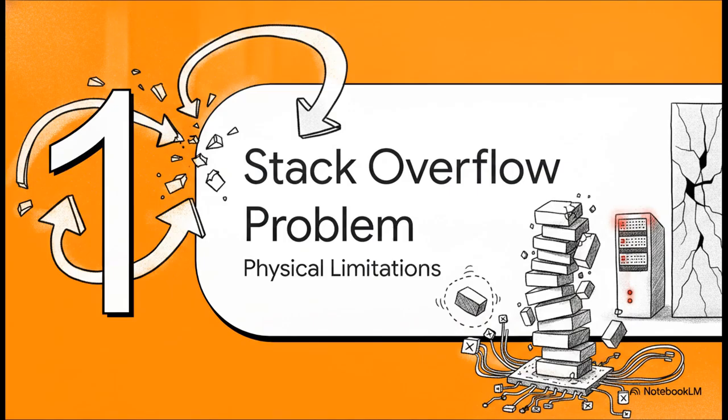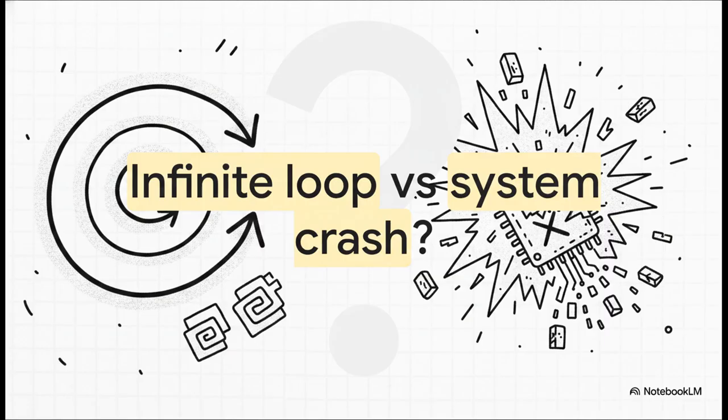Let's talk about the physical limits of modern recursive software. So I want you to consider this fundamental question. What is the exact difference between an infinite loop and a system crash? I mean, in theory, an infinite loop just runs forever, right? But in reality, on actual hardware, an infinite loop very quickly turns into a system crash. Why? Because while theory doesn't have physical limits, your computer's memory absolutely does.